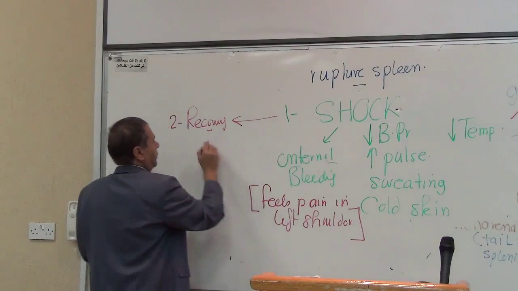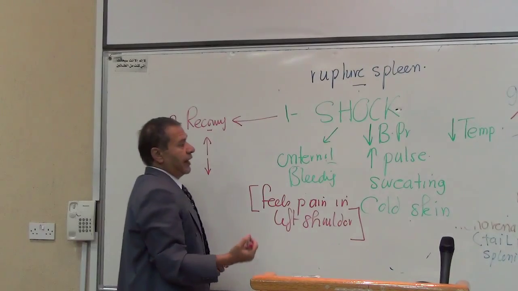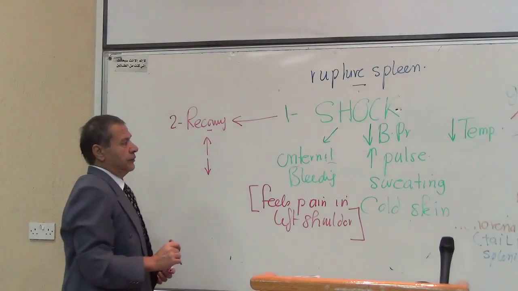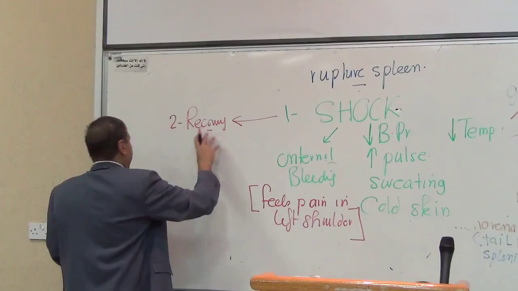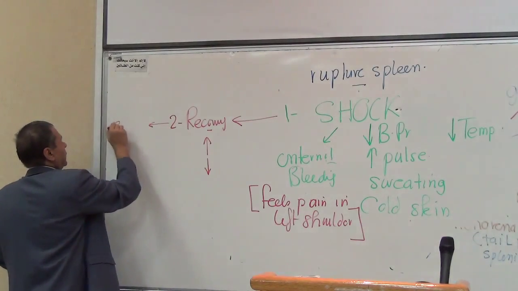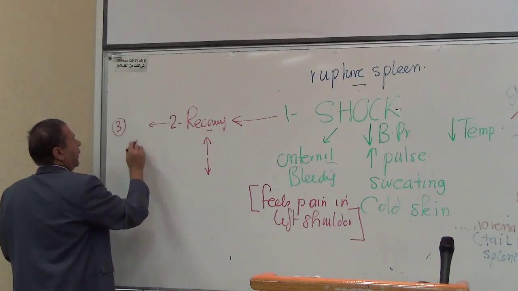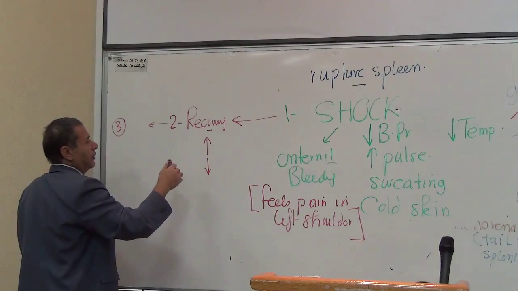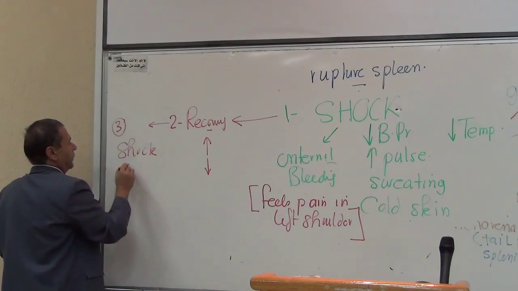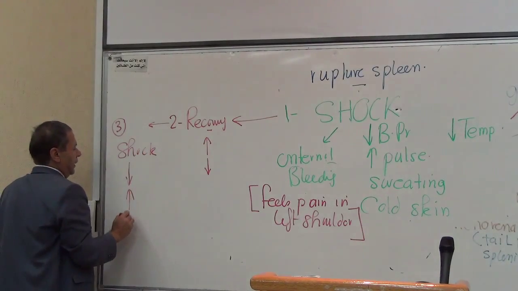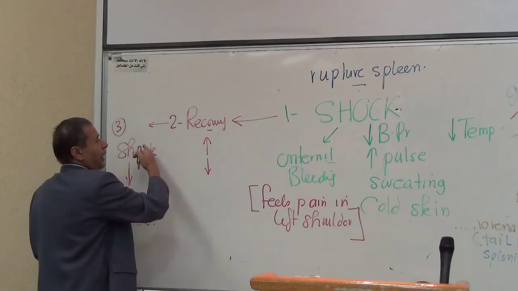أبص ألاقي البلد بريشر يعلى والبلس يقل والبيشنت كونديشن بقت تتحسن وبقى رائع. هذه الريكفري ستيج دي can lead to the third stage after a while, after hours or after days. I will find the ruptured spleen again. I will find the tear will bleed again and shock again. أبص ألاقي البلد بريشر بينزل، البلس بيعلى، البيشنت بقى سويتنج والسيت وكله. فدي المرحلة الأولانية شوك وبعدين ريكفري وبعدين شوك أجين.